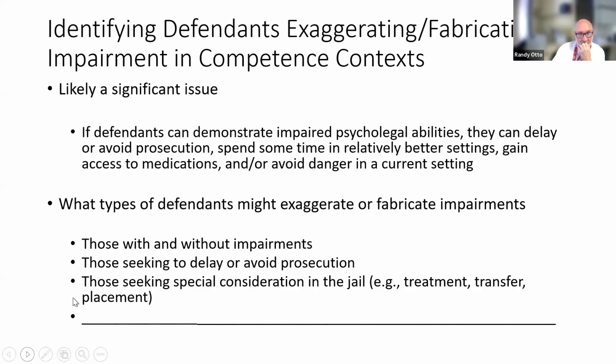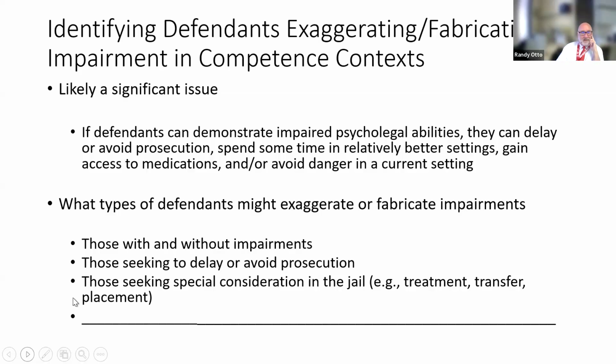Okay. All right. So let's talk about the flip side of the coin, identifying defendants exaggerating and fabricating impairment in competence contexts. I think it's likely a significant issue. And why? Because if defendants can demonstrate impaired psycholegal abilities when they actually have psycholegal abilities, they can delay prosecution. In some cases, they can avoid prosecution. They may be able to spend time in relatively better settings. It may give them access to medications that they want for reasons independent of the incompetence adjudication. And it may be a way of avoiding danger in a current setting, transfer to a different pod of the jail, placement in a single cell, not pursued by many people, but pursued by some.